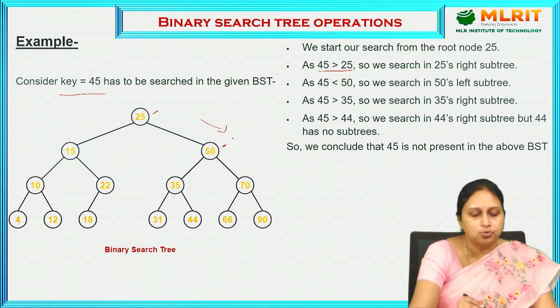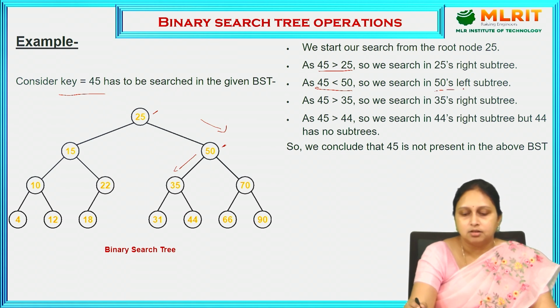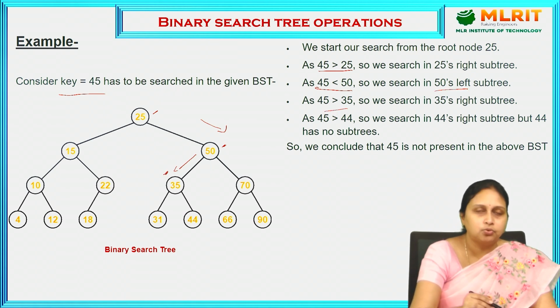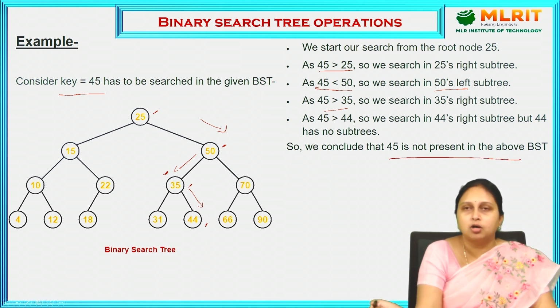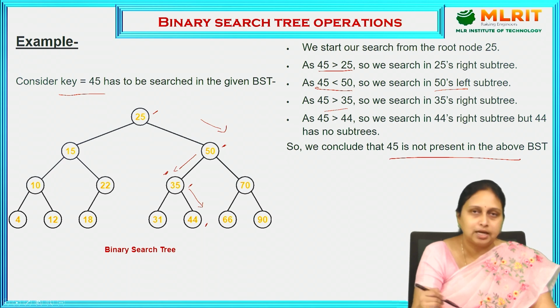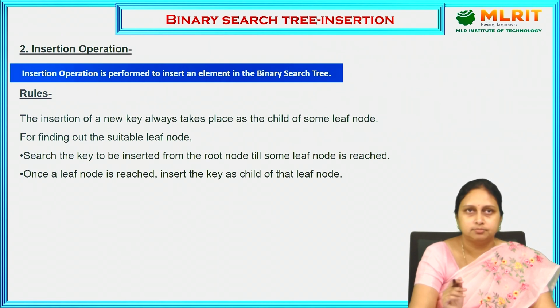Again, check with the root node. 45 is less than 50. That's why we need to go for the left subtree. Yes, 45. Again, check with the root node. 45 is greater than 35. Need to check for the right subtree. Right, but here you have 44. 45 is greater than 44, but we don't find that node in the list. So we can say 45 is not present in the above BST. Like this way we are going to perform the search.